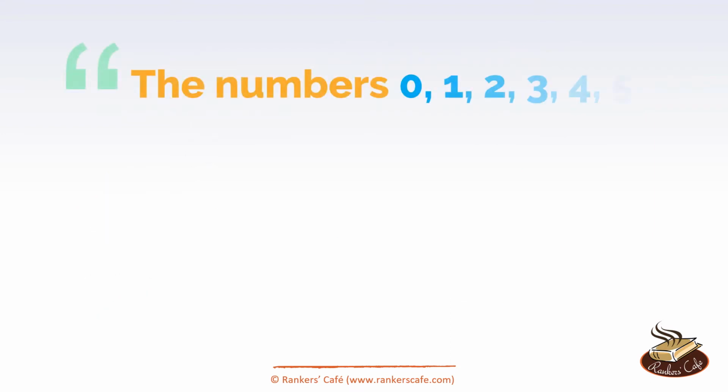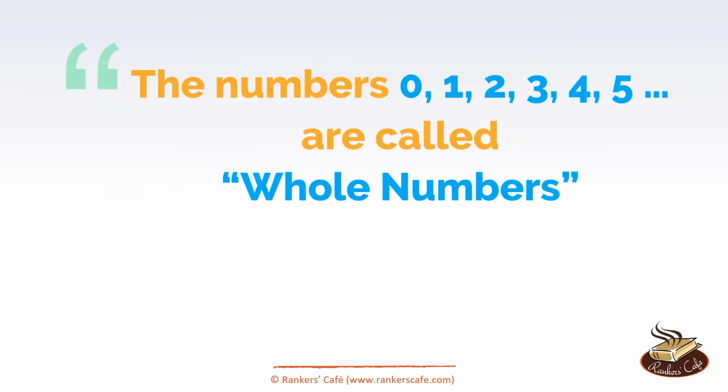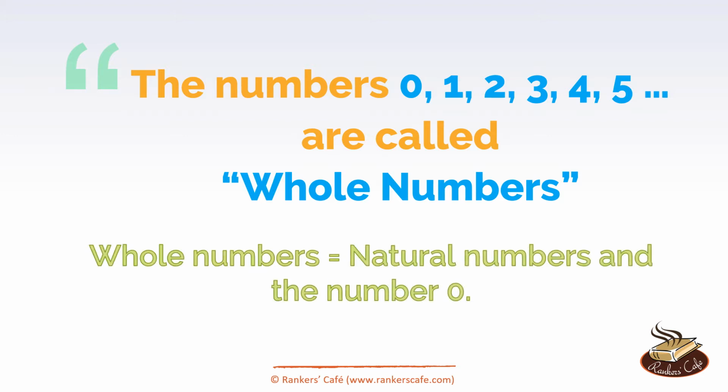The numbers 0, 1, 2, 3, 4, 5 and so on are called whole numbers. In other words, the natural numbers along with the number 0 form the collection of whole numbers. So the only number which is a part of the set of whole numbers but is not a part of the set of natural numbers is the number 0. 0 is what differentiates the set of whole numbers from the set of natural numbers.